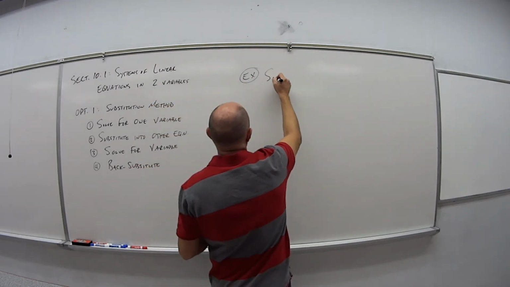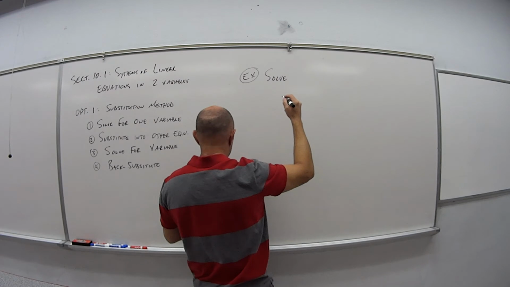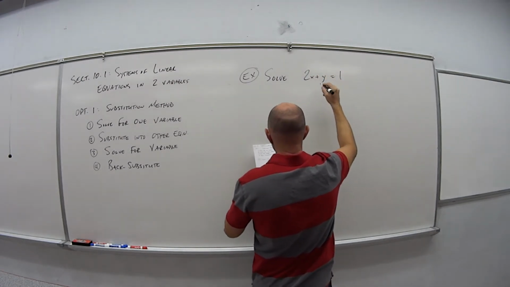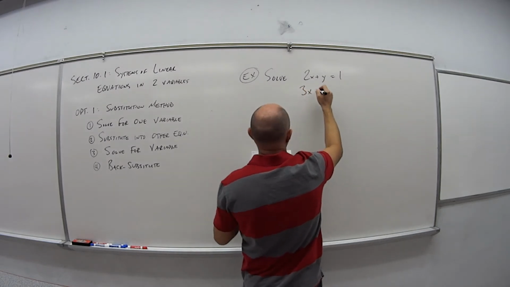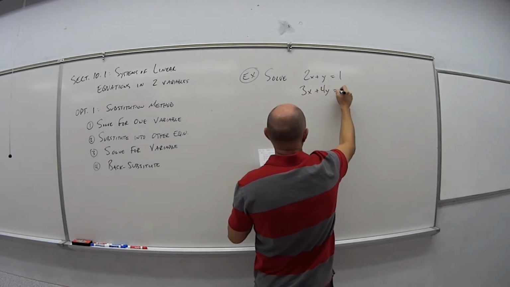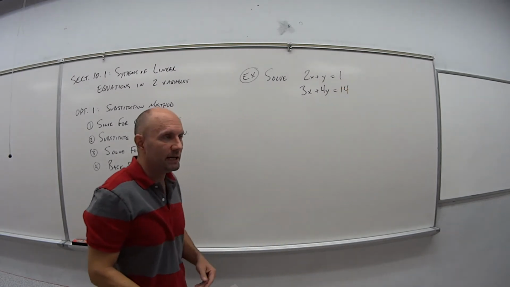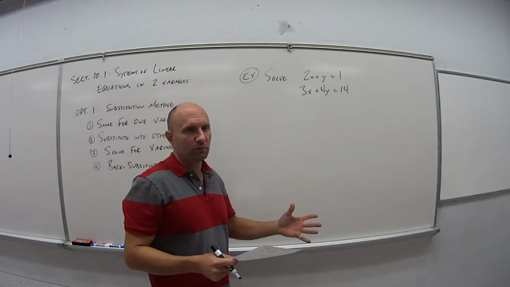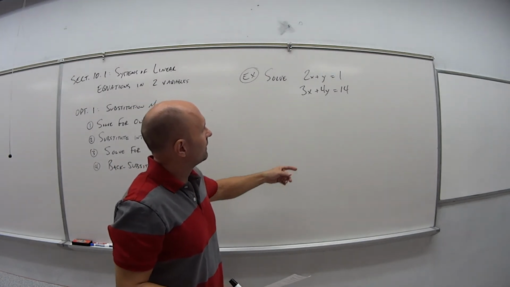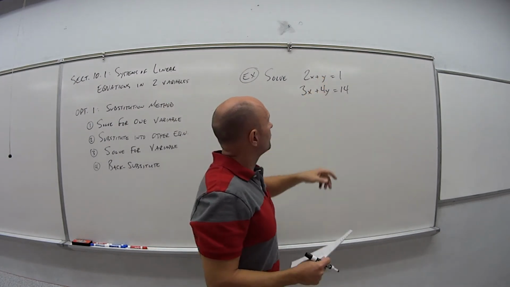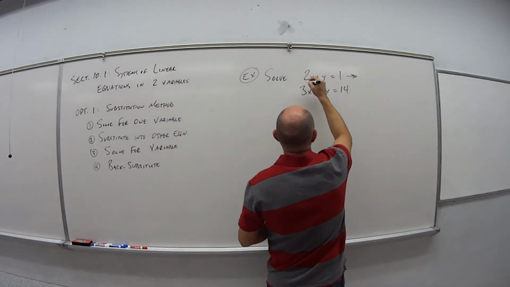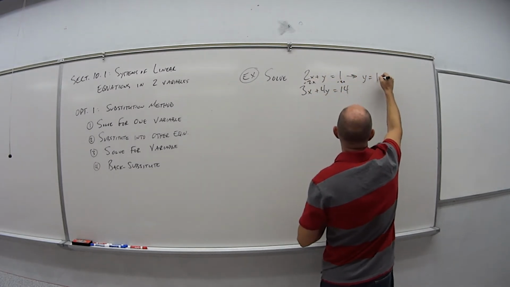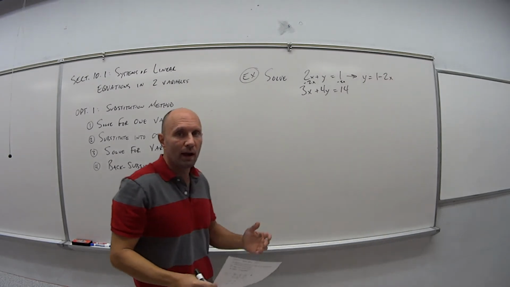So let's say we want to solve the system of linear equations. We have 2x plus y is equal to 1 and 3x plus 4y is equal to 14. So if this was the problem we were given, if it didn't tell us solve by substitution, by looking at this, well, we see that y is all by itself. So it's going to be the easiest thing to do is if I subtract 2x from both sides in that first equation, I get what? y equals 1 minus 2x.